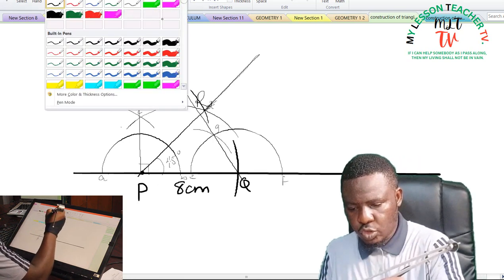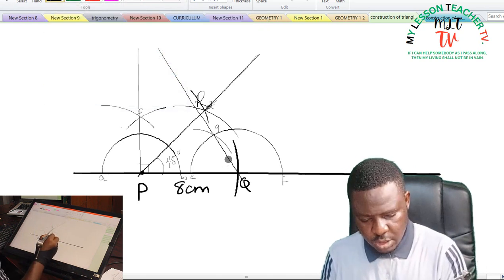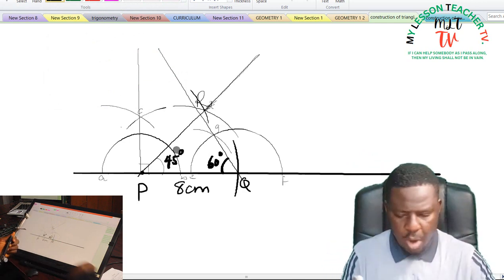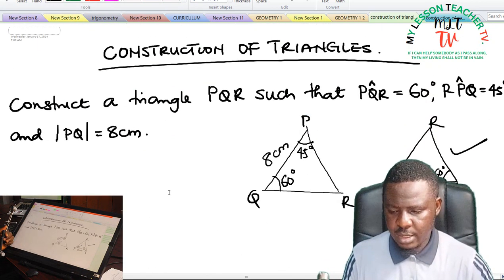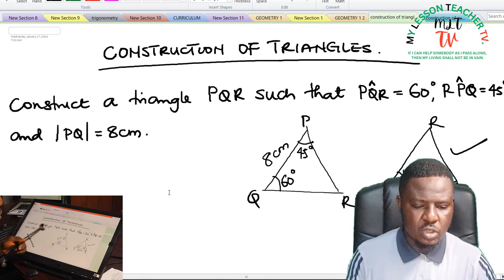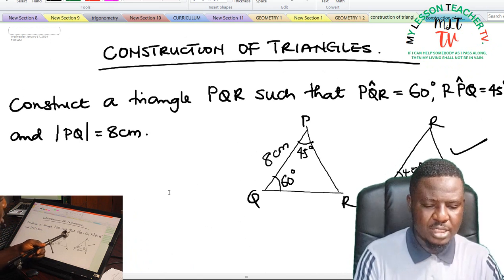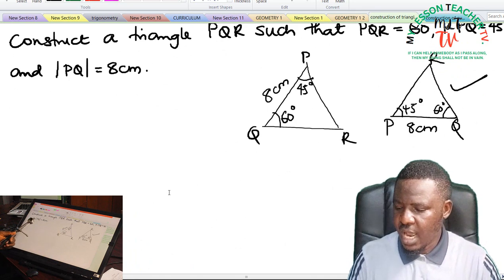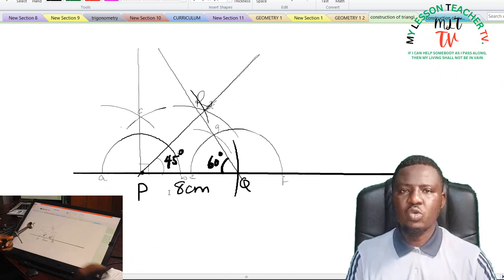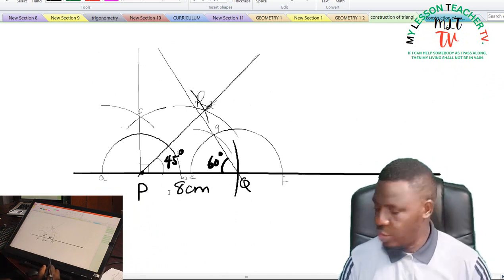Now we have been able to construct our angles. This is 60 degrees, and this is also 45 degrees. Are we required to measure anything? No, we are only asked to construct a triangle PQR such that angle PQR is 60 degrees, while angle RPQ is 45 degrees, and line PQ is 8 centimeters. So this is what you will get when you do that.